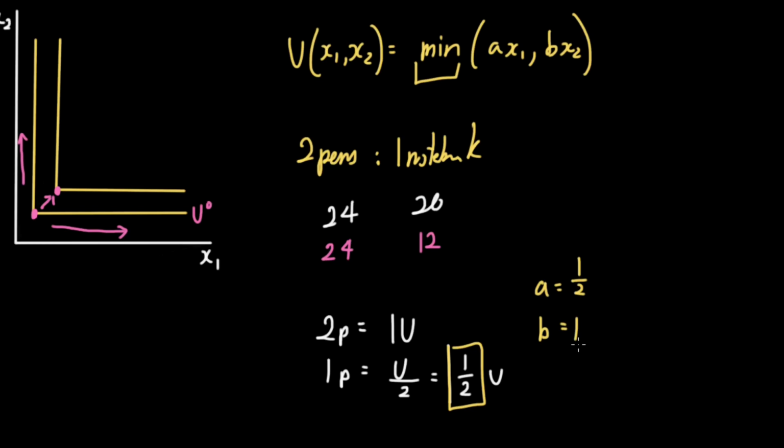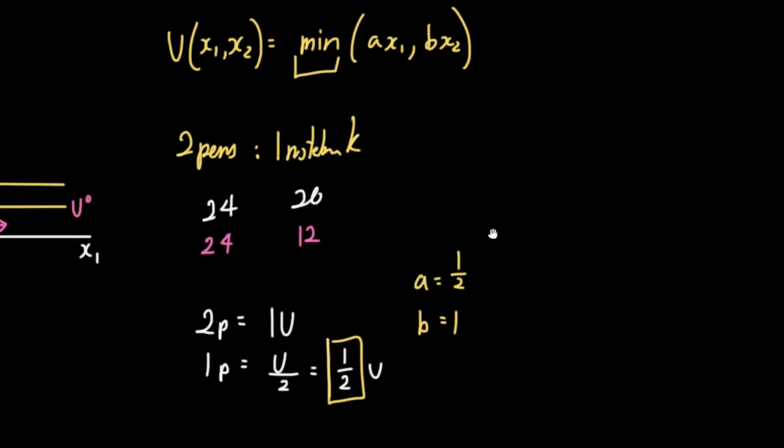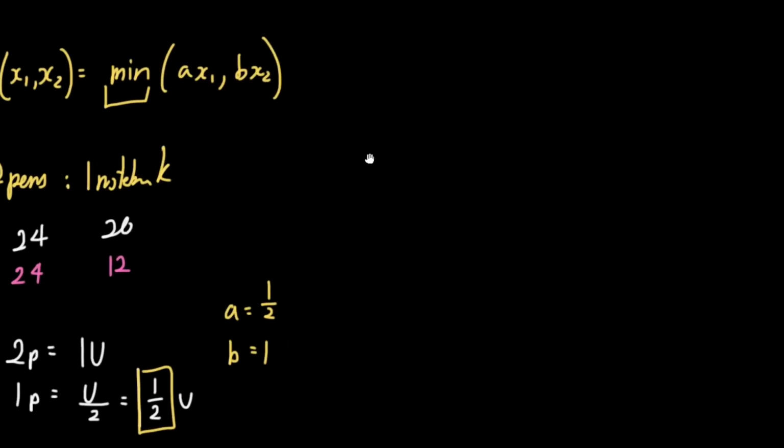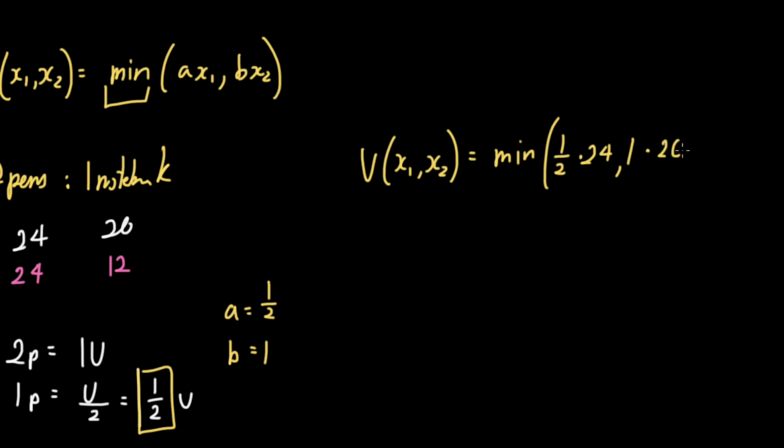So now we can actually use our utility function to find how much utility 24 pens and 20 notebooks give our consumer. So let me just scroll to the right. So u, which is a function of x sub 1 and x sub 2, would now be equal to the minimum of a, which in our case is 1/2, times x sub 1, which we already stated is 24, comma, b, in our case, is equal to 1 times 20, because we have 20 notebooks.